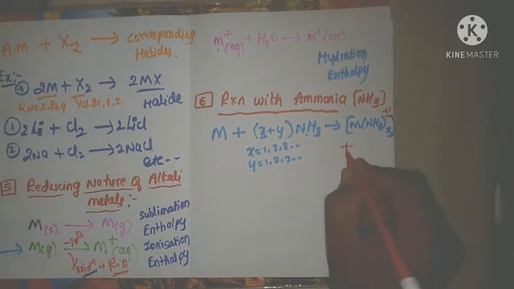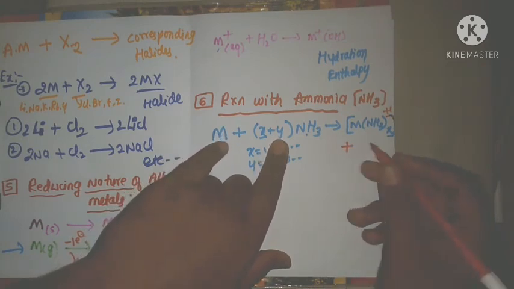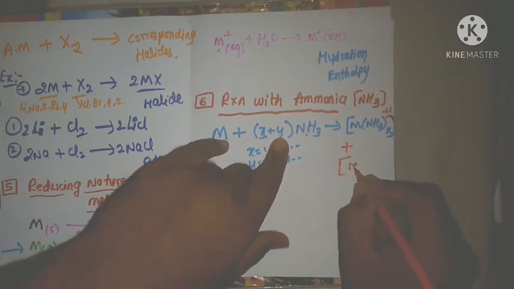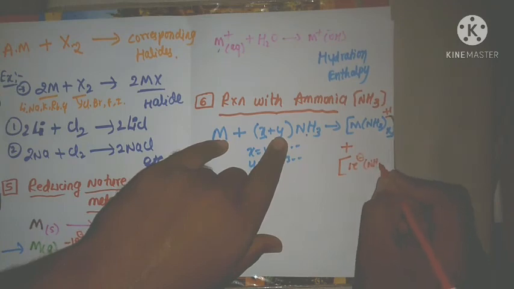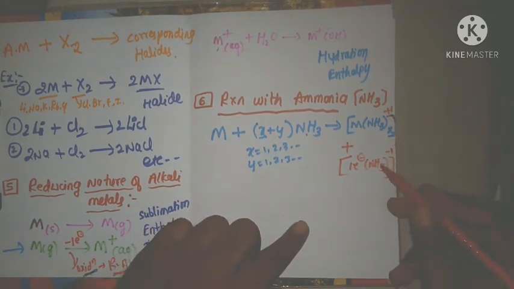Now another product formed is Y times of NH3, and M is losing one electron. That one electron will be taken here by the NH3 Y times. And what will be the charge? Minus 1. This is the product formed. These two are the products formed.